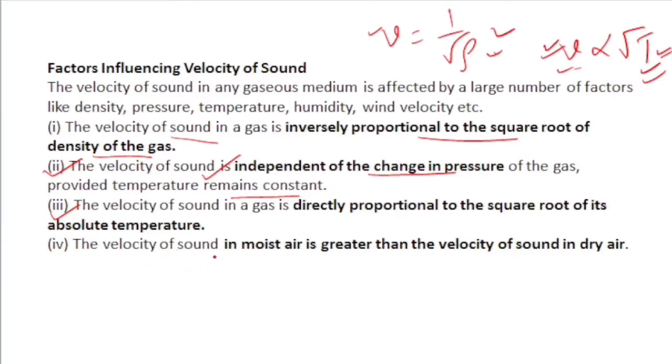And also the velocity of sound in moist air, when moisture is more, is greater than the velocity of sound in dry air. So in summary, it is independent of pressure, directly dependent on temperature, and inversely dependent on density. In moist air, velocity is more than in dry air. So these are the different factors which influence the velocity of sound.